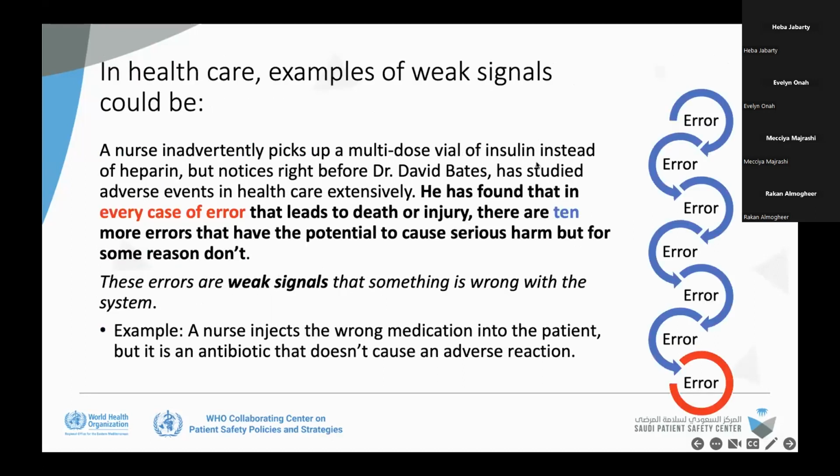As you know, and a lot of you shared your ideas, the healthcare system is a very complex system. So sometimes our healthcare workers find a way to work around, or what we call weak signals. Let's see this example. A nurse picks up a multi-dose vial of insulin instead of heparin, but notices right before. Dr. David Bates has studied adverse events in healthcare intensively. He has found that for every error that leads to death or injury, there are 10 more errors that had the potential to cause serious harm, but for some reason don't. These errors are weak signals that something is wrong with the system.